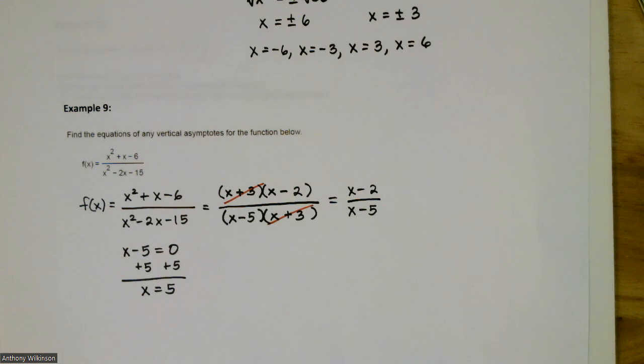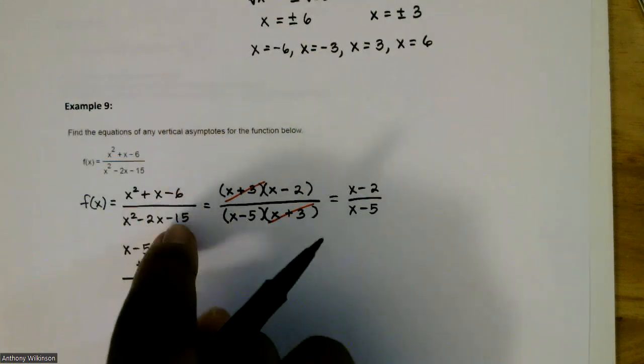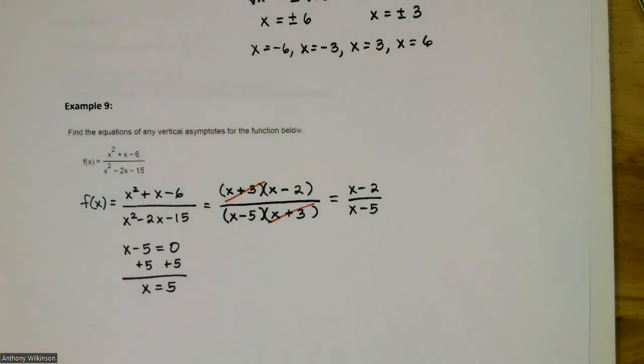Okay, so this is one of those cases where you have to first find out if you have any common factors in the numerator and the denominator. And if you do, factor each numerator and denominator and divide out your common factors if you have them. And then determine what your vertical asymptotes will be. Okay, so that's very important.